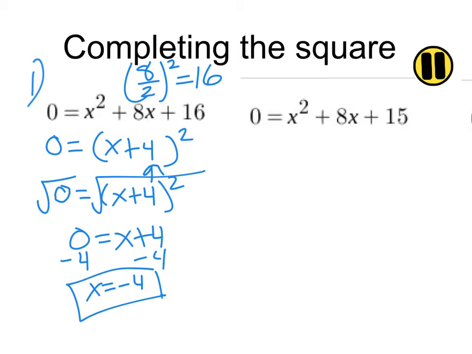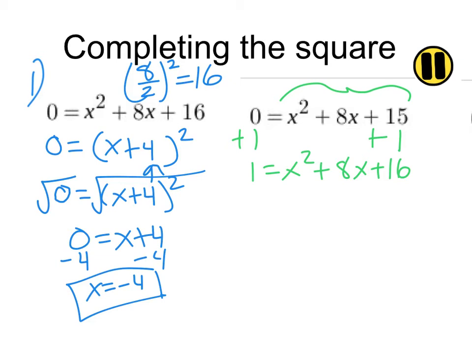Some of you see that if you add 1, that'll give me a perfect square over here, right? Because that 15 is almost 16. The x squared is the same. The 8x is the same. So let's do that. So 1 equals x squared plus 8x plus 16. Now we have a perfect square. Hooray, huzzah. I've already done this over here, except now it equals 1 because of that 1 right there. So 1 equals x plus 4 squared.